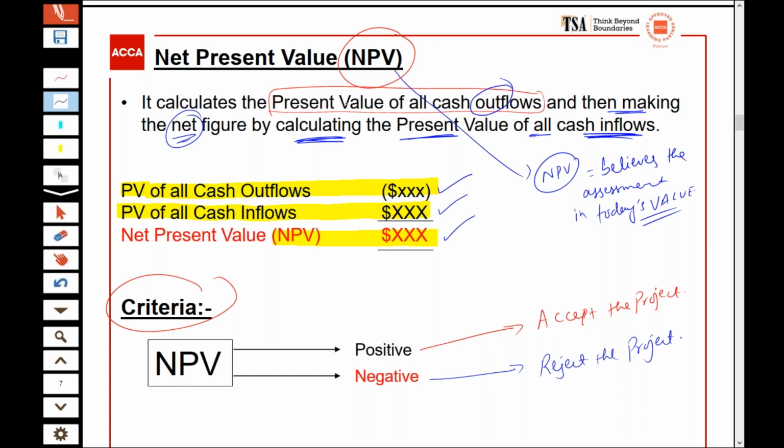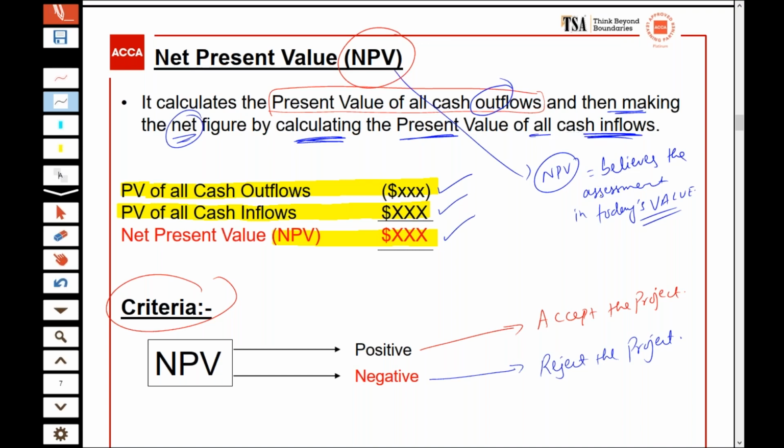What is the net present value? It calculates the present value of all cash outflows and then makes the net figure by calculating the present value of all the cash inflows.